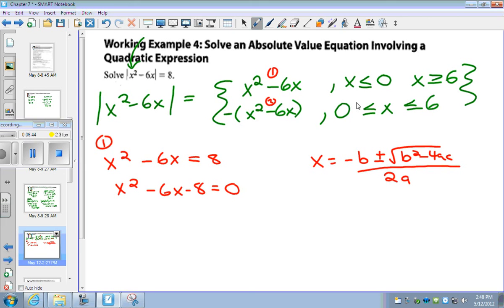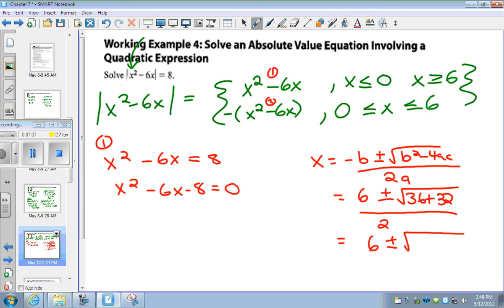2a. Subbing in values, b is negative 6. So negative 6 is positive 6 plus or minus the square root of 36 minus 4 times 1 times negative 8. So that's going to be 4 times 8 is 32, all over 2 times 1. Okay, so I'm going to get 6 plus or minus the square root of 68 over 2.